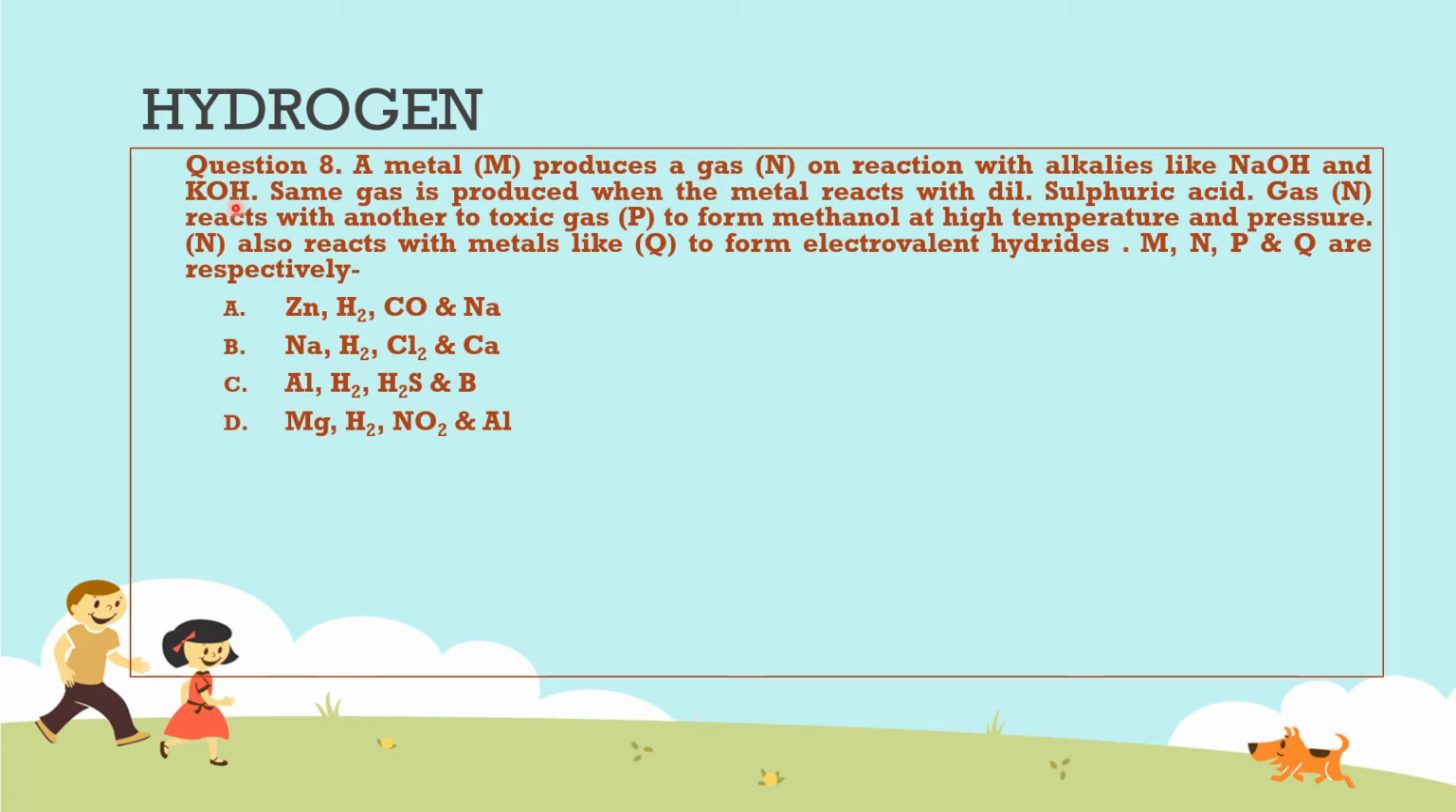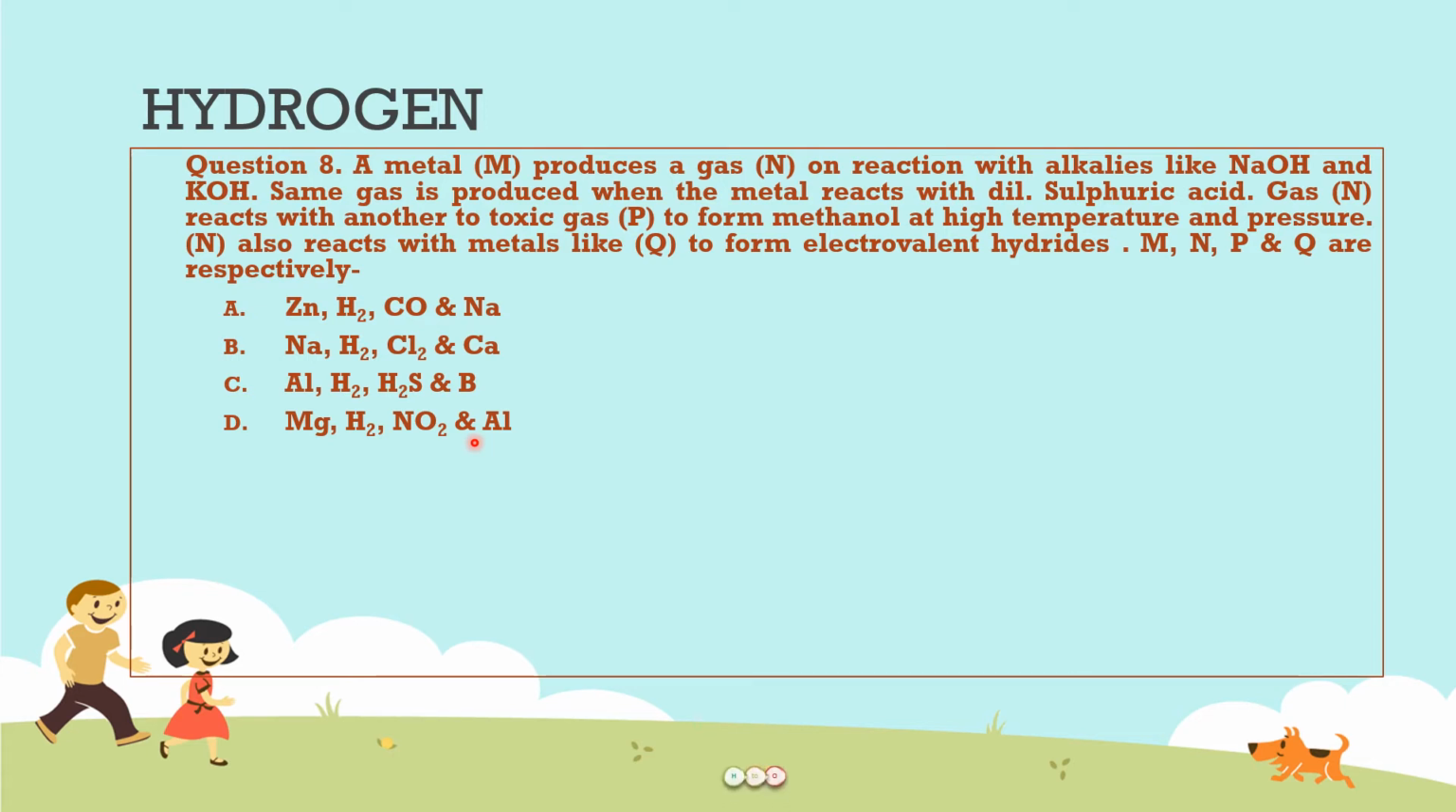And it was also very clear that N reacts with metals like Q to form electrovalent hydride. So electrovalent hydride is going to be formed by an S block element, and sodium is an S block element and boron is a P block element. Okay, so from here also you can get the correct option to be A choice. But let us quickly look at all the reactions.